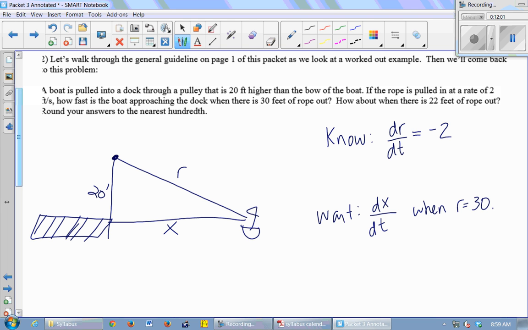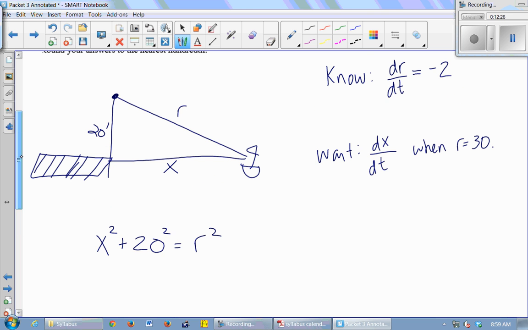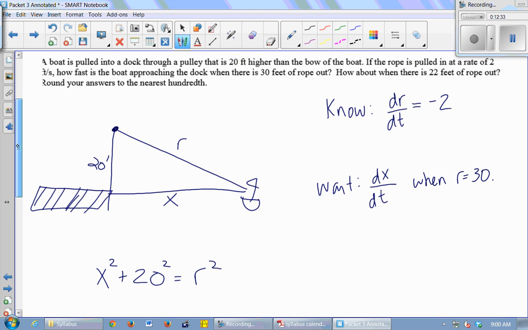All right, is there some equation that can relate my important variables in this picture? Yes, x squared plus 20 squared equals r squared. Just the Pythagorean theorem. Again, it's not always the Pythagorean theorem, but 2 pictures now where that has been the relationship between my related variables.